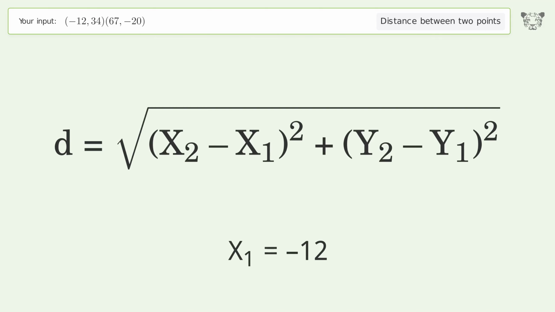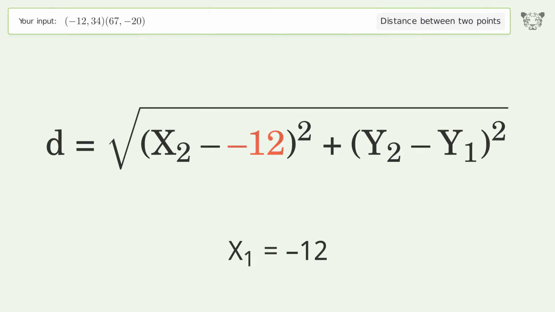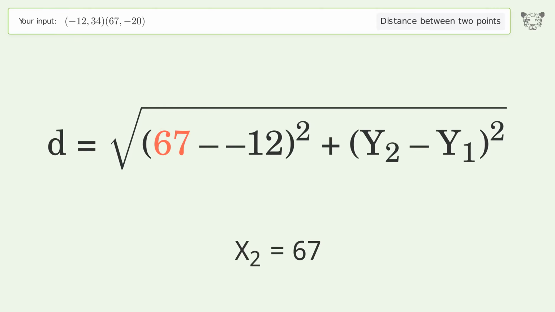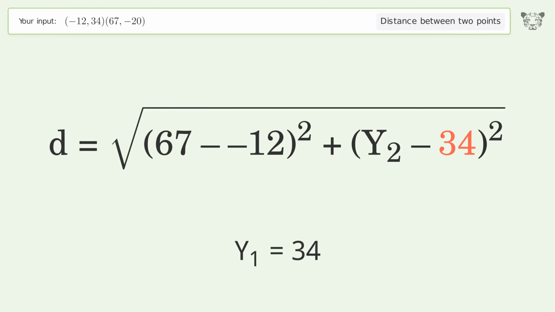x1 equals -12. x2 equals 67. y1 equals 34. y2 equals -20.